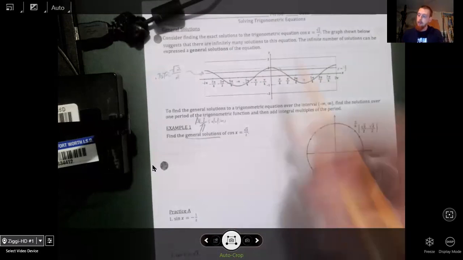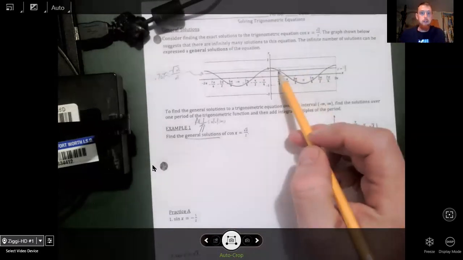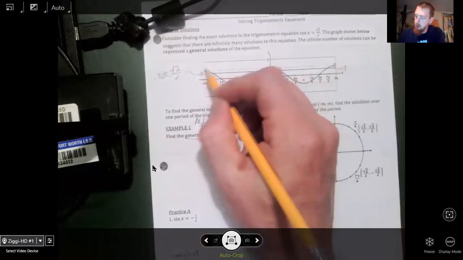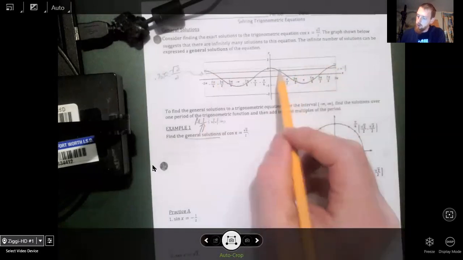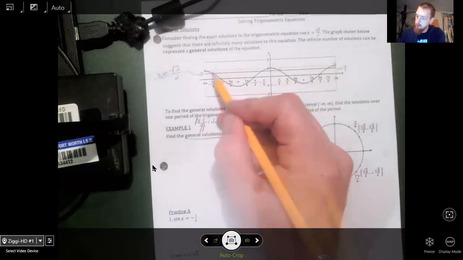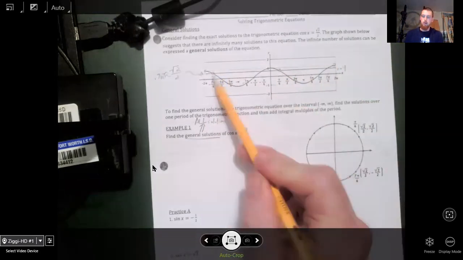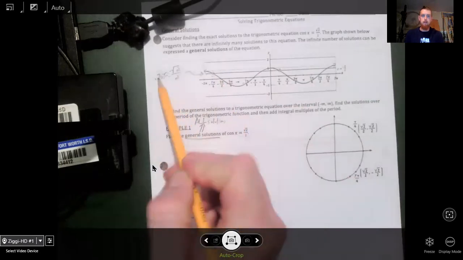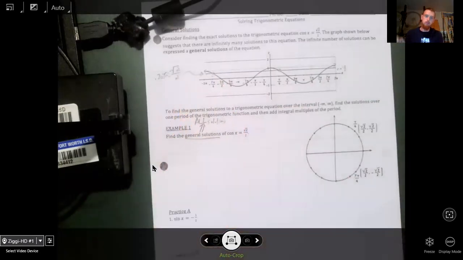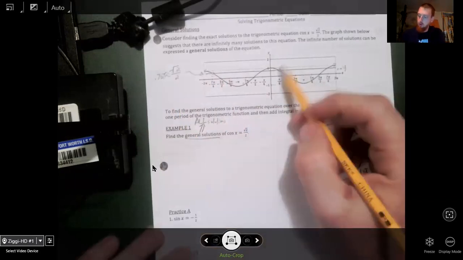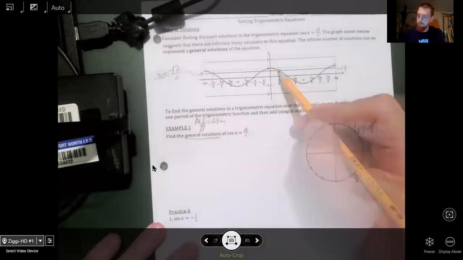But remember, this is a periodic function. There are arrows on here, so it goes forever. So I can go backwards 2 pi. Pi over 4 minus 2 pi is negative 7 pi over 4. That gives me another solution. Go back another period, that's another solution. Go back another period, that's another solution. So yes, that's right, pi over 4 is one answer, but that's not the only answer.